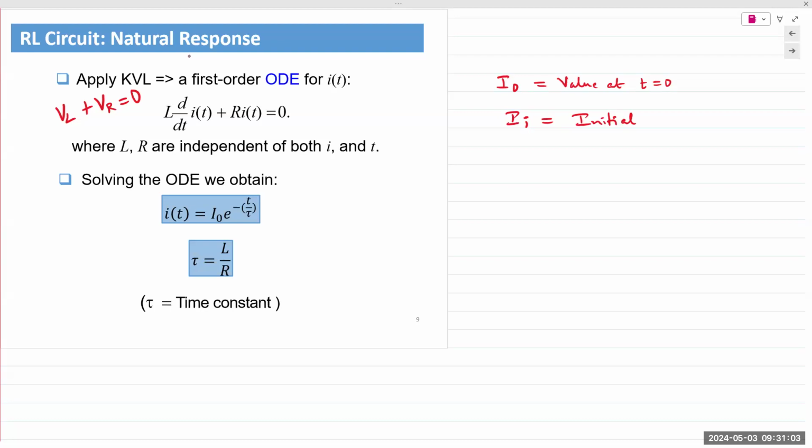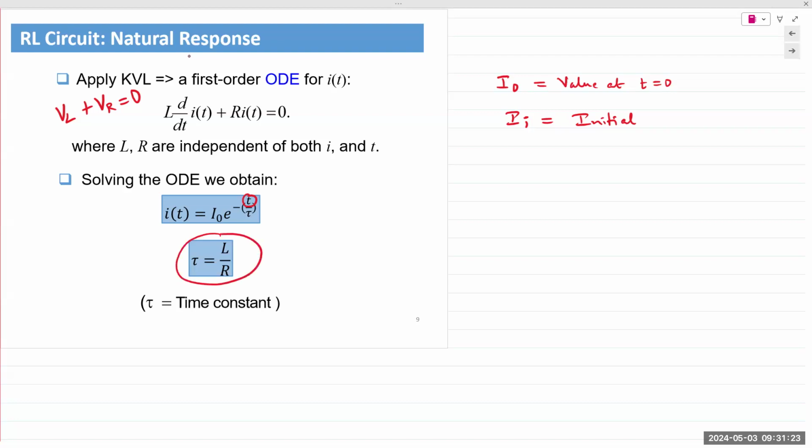T is the variable. Remember, this response is transient, right? So at any given point in time, the value of that current or that voltage is different. So the final equation we get is always as a function of time. I of t is I0 into e raised to minus t over tau.